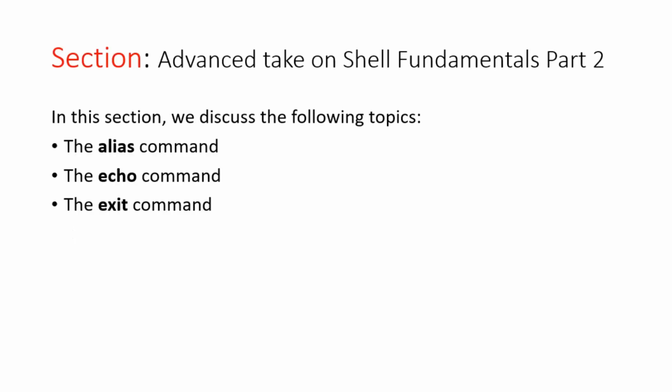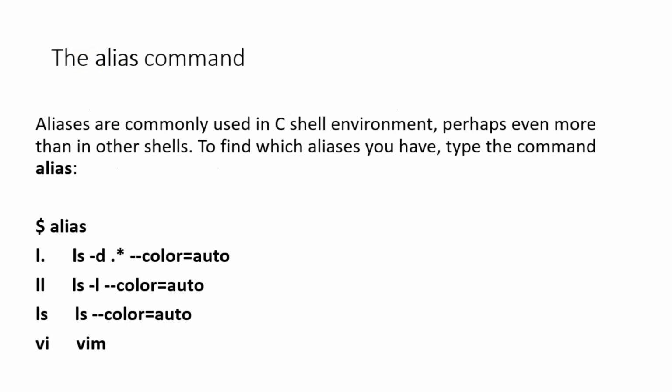Hello and welcome to the section Advanced Take on Shell Fundamentals Part 2. In this section, we discuss the following topics: the alias command, the echo command, the exit command. The alias command. Type alias on your command prompt and you will see two columns. For example, if you type ll, ls -l will be executed. Consider it as a Windows shortcut.